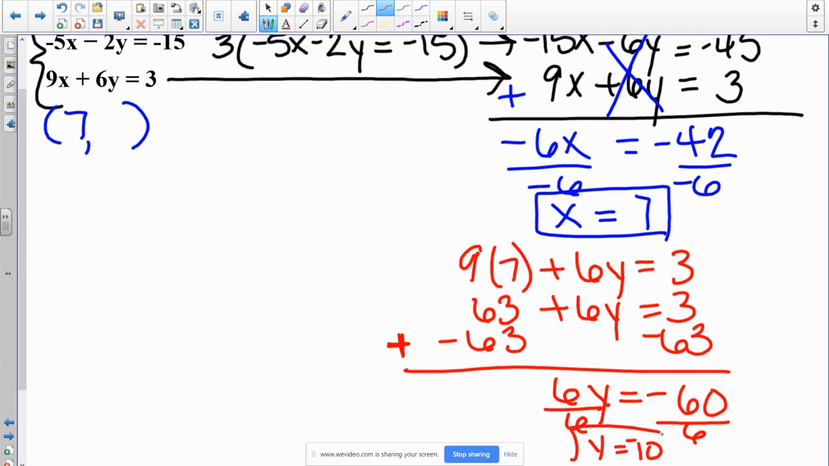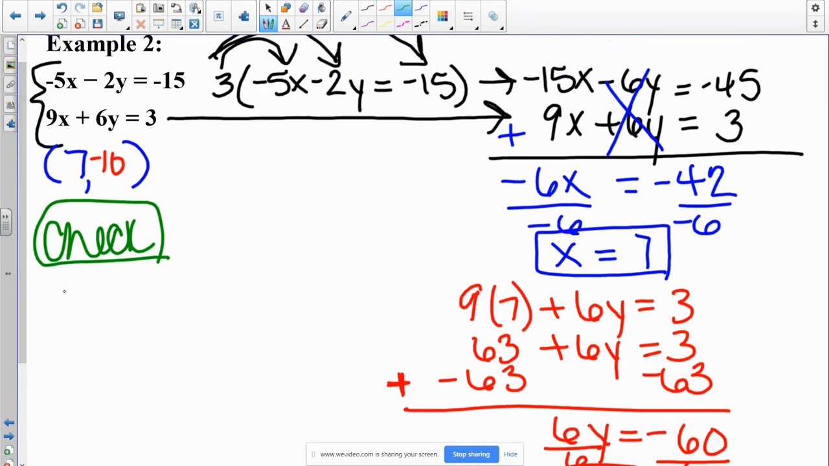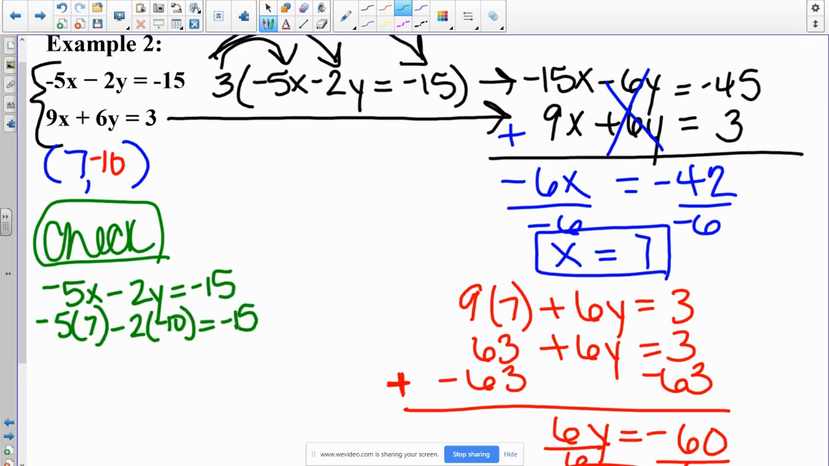So if I'm right here, as we check, it should work. So we're going to check. Here's my check. Take that top one. Remember, go back to the original always when you're checking. So negative 5x minus 2y equals negative 15. I'm going to plug in my value. So negative 5 times 7 minus 2 times negative 10 equals negative 15.